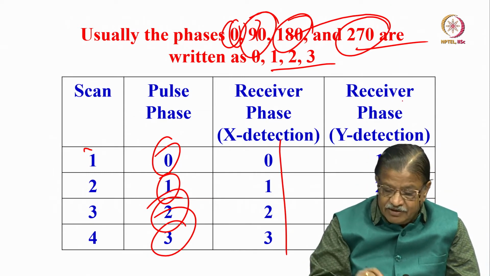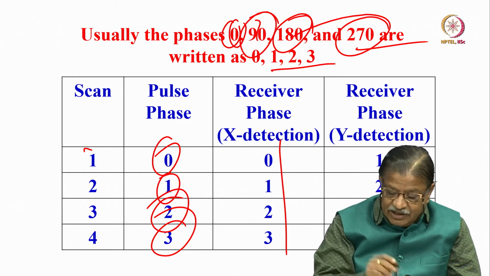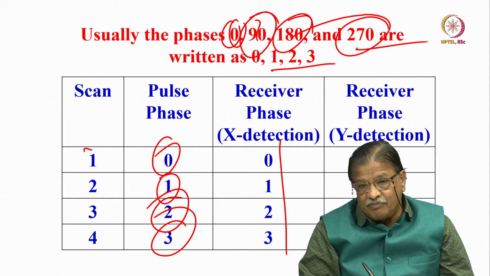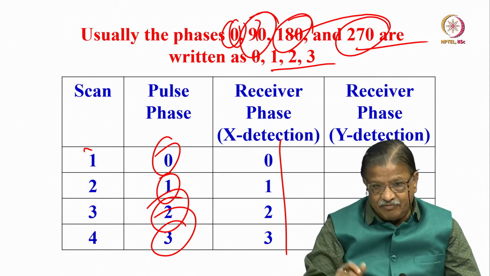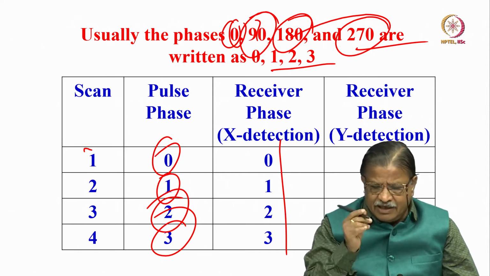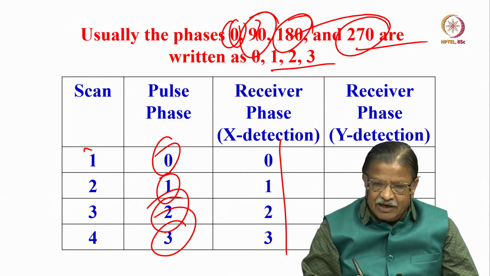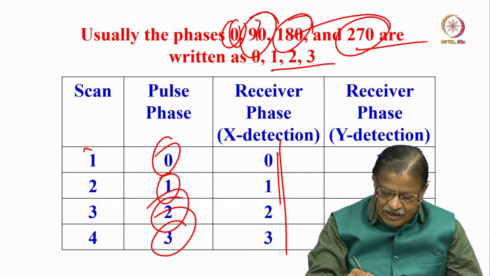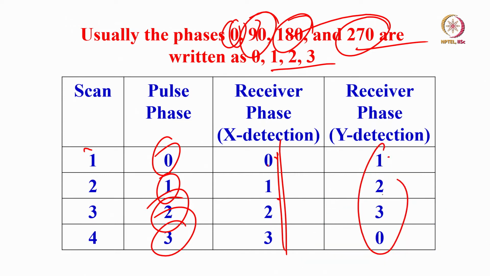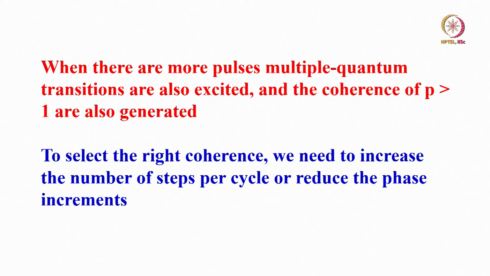Now the receiver phase, if it is X detection is this, what will happen if I detect on the Y axis? That is the other channel. Two channels are there. I can detect along X axis or I can detect along Y axis. If I detect Y signal, then exactly they are out of phase by 90 degrees. Then this will become 1, this will become 2, this is 3 and 0. They just undergo a phase difference of 90 degrees.